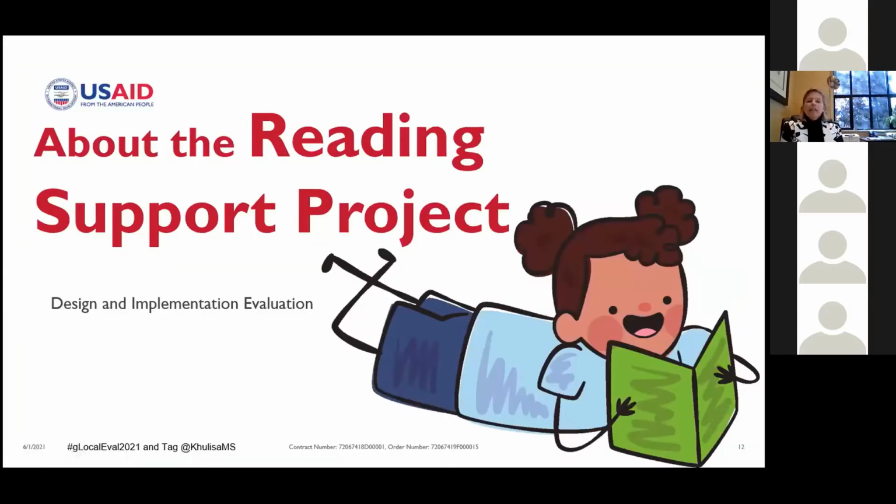So we did during COVID a massive evaluation of a project called the Reading Support Project working here in South Africa. We did a design and an implementation evaluation, and USAID has kindly agreed to let us use this case for this session. Right, let's go to the next slide.